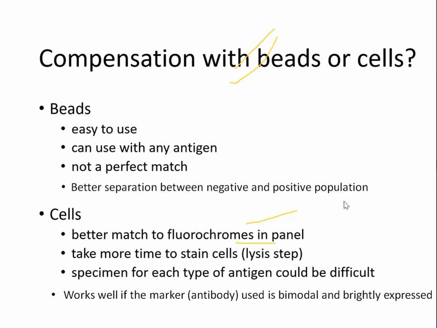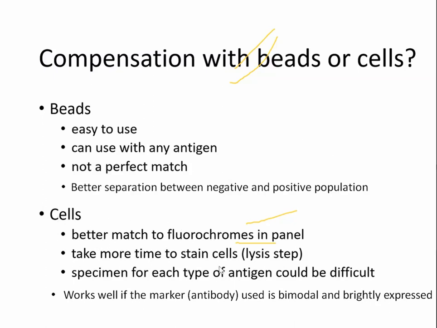Beads give better separation between negative and positive population. We saw that, because you have a mixture of two beads. One does not get stained because it doesn't have any molecules on its surface, whereas the other population will bind effectively to the antibodies you drop. Any antibody will go and bind to it, so you have a better separation between negative and positive population. The advantage of cells is that they are a better match to fluorochromes in the panel because that is what you're working with in your regular flow cytometry.